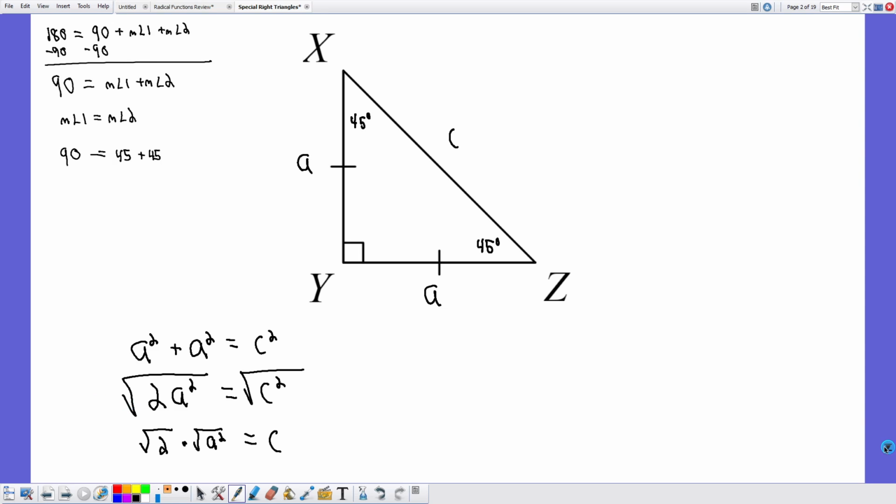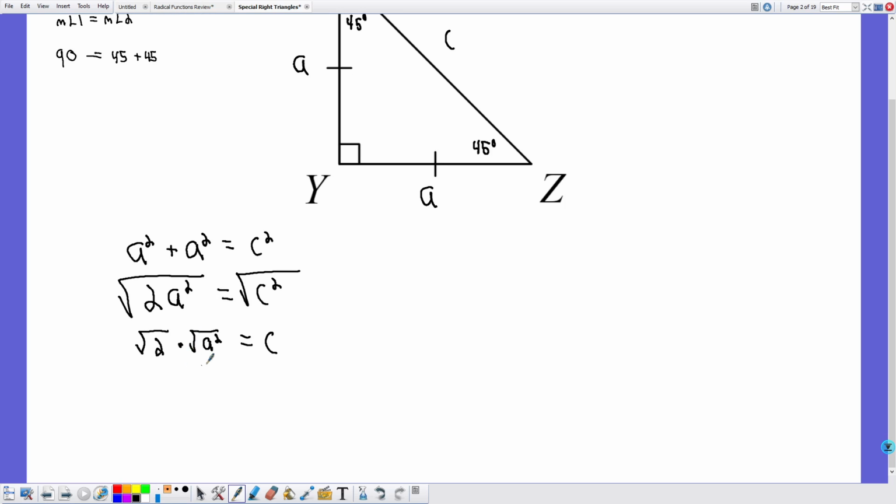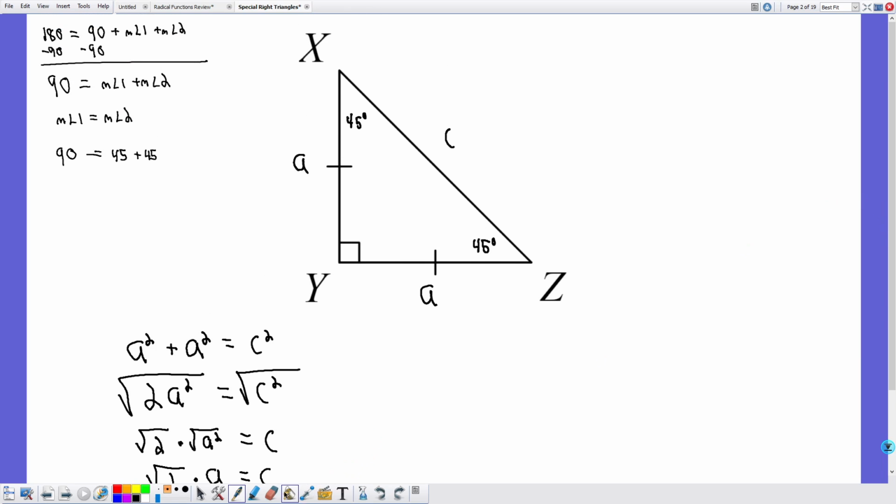The square root of A squared, well, the square root is the inverse operation of squaring something, so they cancel each other out. So you get the square root of 2 times just A. But more commonly, we write this as A times the square root of 2. So that's interesting. We found that we can write C in terms of A, where the hypotenuse is just the length of A times the square root of 2.